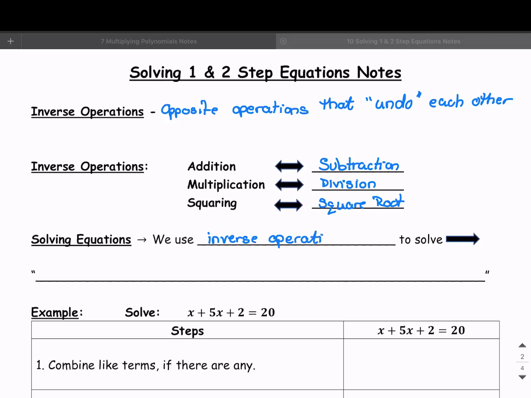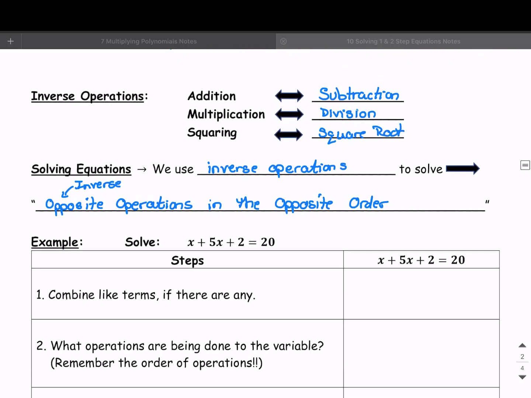Not only that, what we do is we use the opposite or the inverse operations in the opposite order. So the reason I changed inverse to opposite is just so you have all those O words, because you kind of remember it when it's a whole bunch of O words. So we use the opposite operations in the opposite order. Now let me show you what I'm talking about.